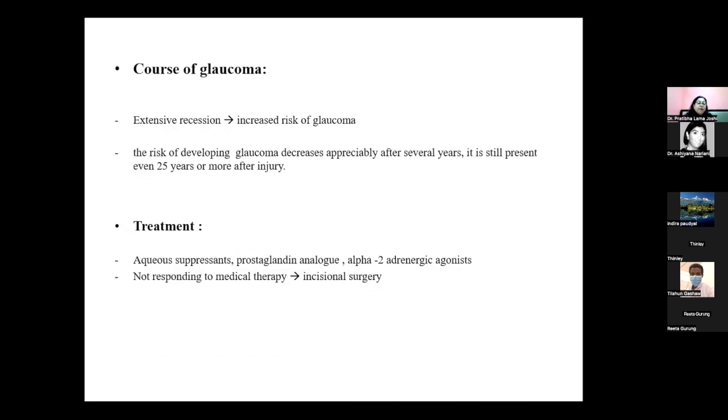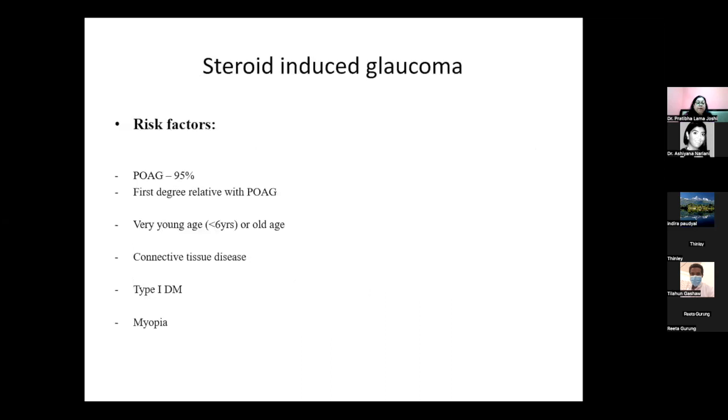Course of glaucoma in angle recession. The greater the recession, the greater the risk of glaucoma. The risk of developing glaucoma decreases appreciably after several years, but it is still present even 25 years or more after the injury. Treatment is lowering the intraocular pressure with aqueous suppressants and prostaglandin analogs, and if it is not responding to medical therapy, then we have to go for incisional surgery.